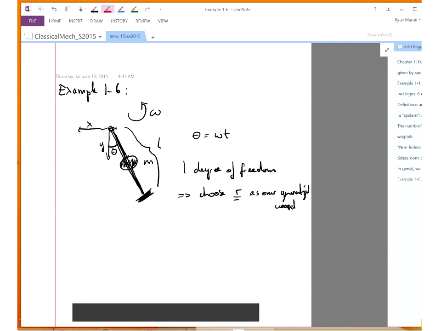Alright, so by r, I mean the distance of the bead from the origin. Theta is always given, so we can always specify where the bead is by specifying just the one number, r. So the transformation equation, now r is a function of t, right?